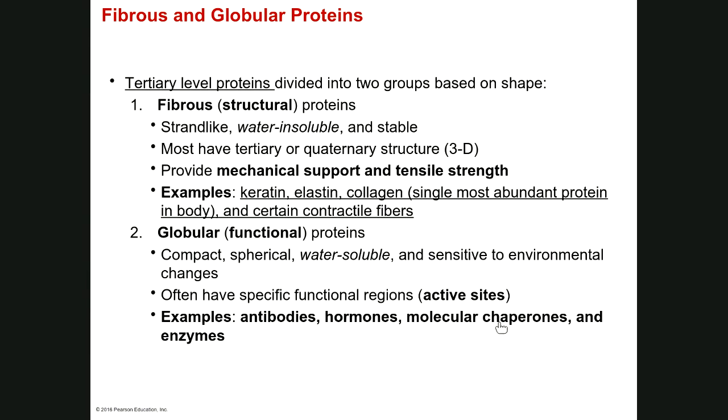So molecular chaperones are proteins that transport other substances throughout the bloodstream that are not hydrophilic. So let's say, for example, you have a protein or a lipid or something that is not hydrophilic. It can't go through the bloodstream because it's not capable of being in a water-based environment such as the bloodstream. In that case, that substance will be carried through the bloodstream by a molecular chaperone. So chaperones are really cool, and yes, they are globular proteins. Enzymes are also globular proteins.